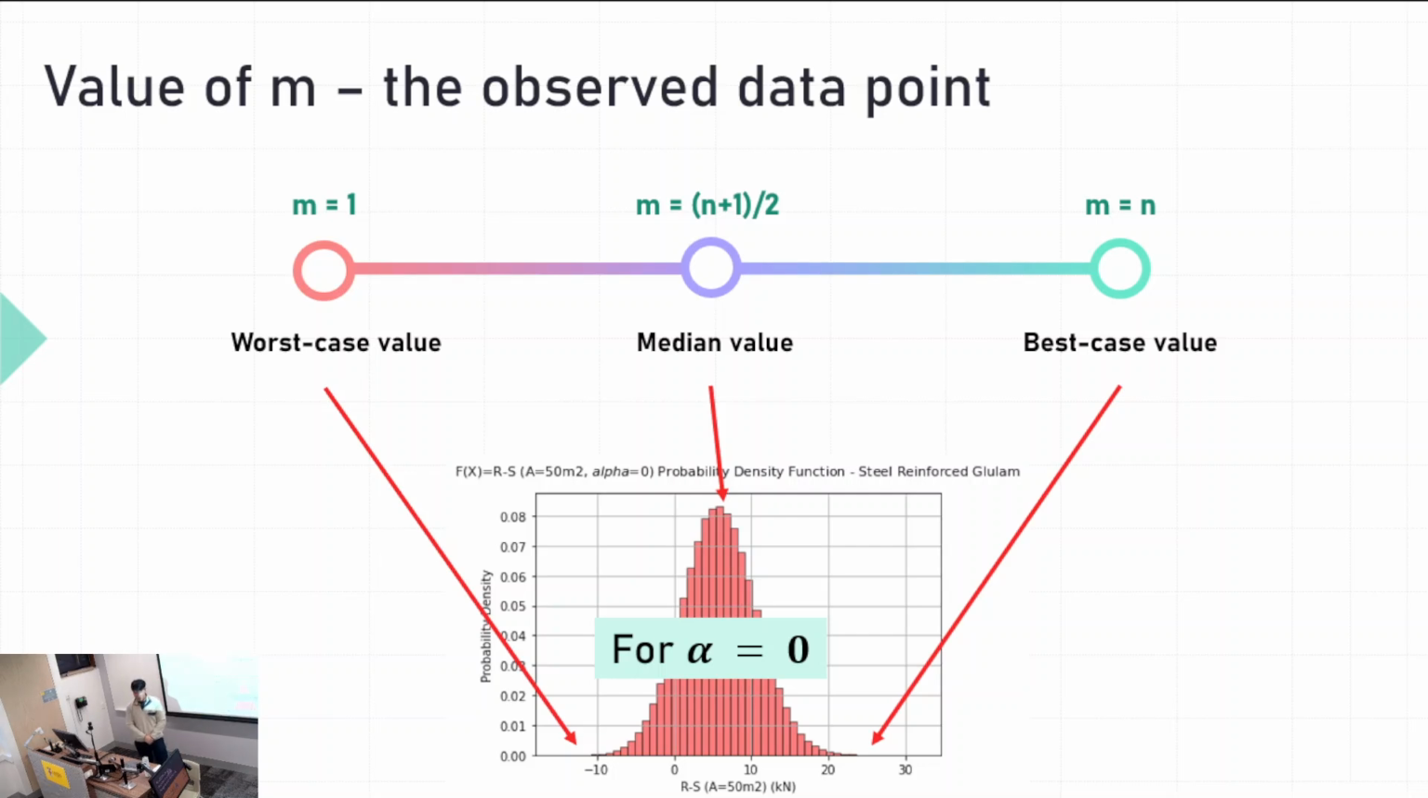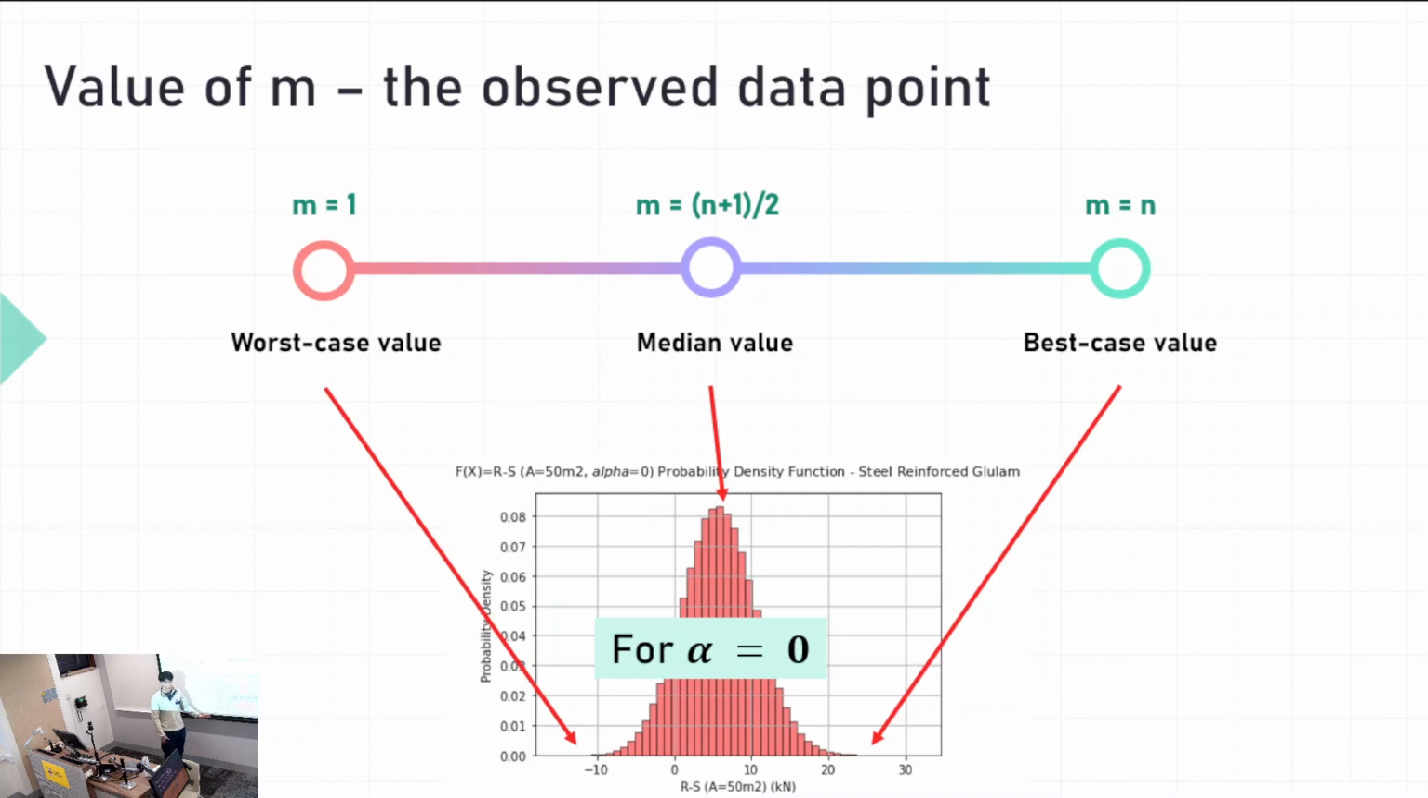Okay, so I have to explain something called M. So M is the observed data point. Here we have the limit state function. This is for the case of a live loading area of 50 meters squared, and alpha is 0. If we look at M being the middle value, this is the median. If M is equal to 1, we're looking at the worst case scenario. And if M is equal to N, this is the best case scenario.